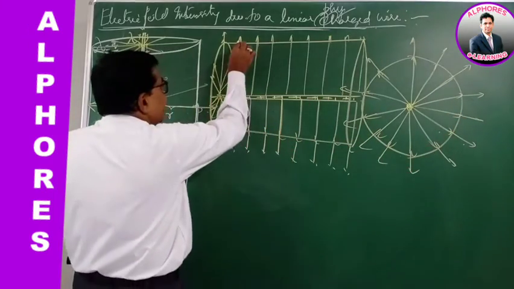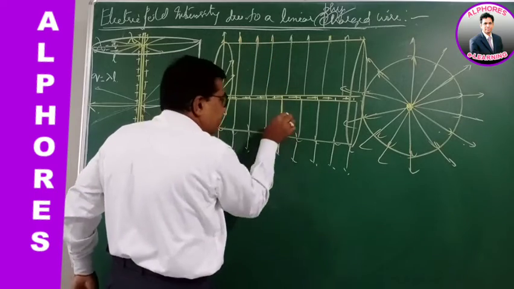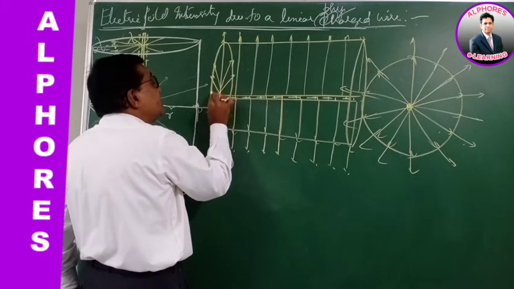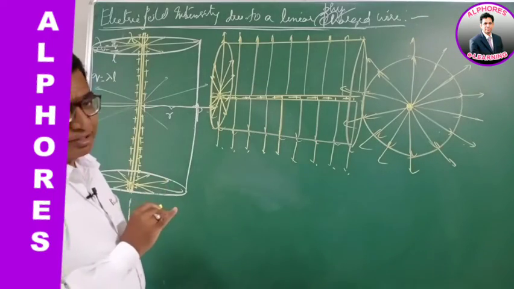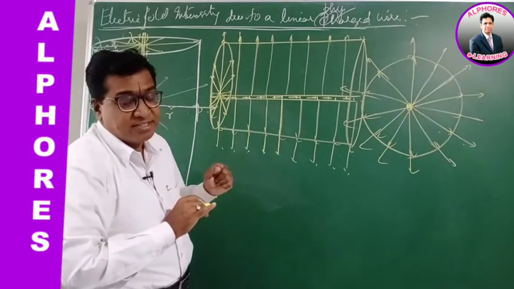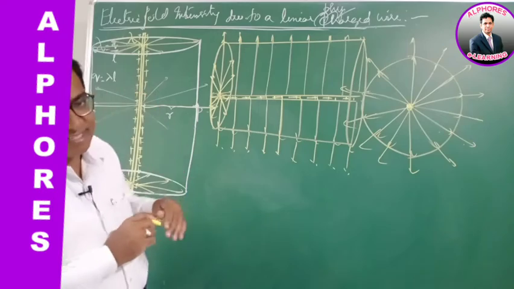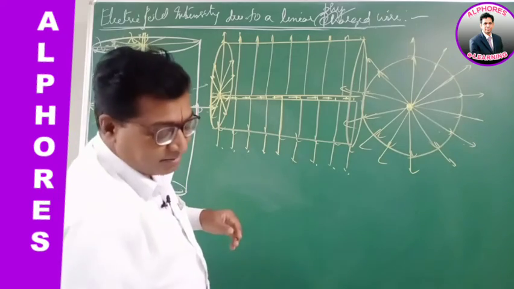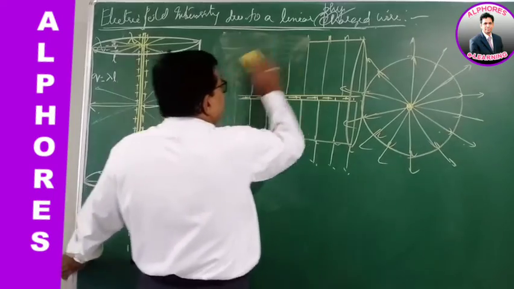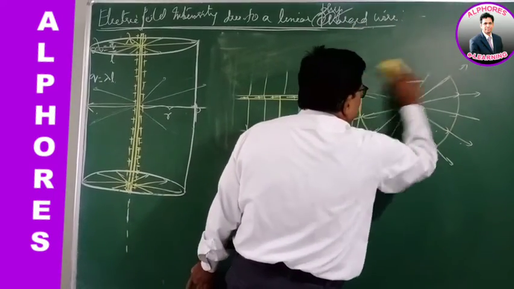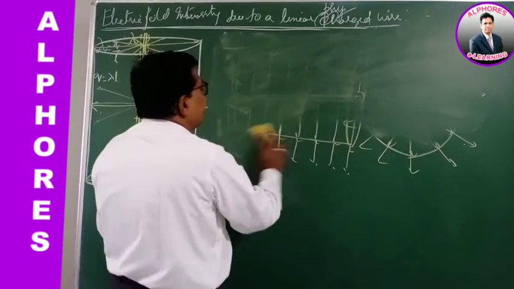At every point they are emerging normally out of the curved surface, and they are tangential to the circular part of the Gaussian surface. The condition for the direction of the electric field is satisfied, right? So this way you should consider. You should be very careful. Now this is the important part of the derivation.